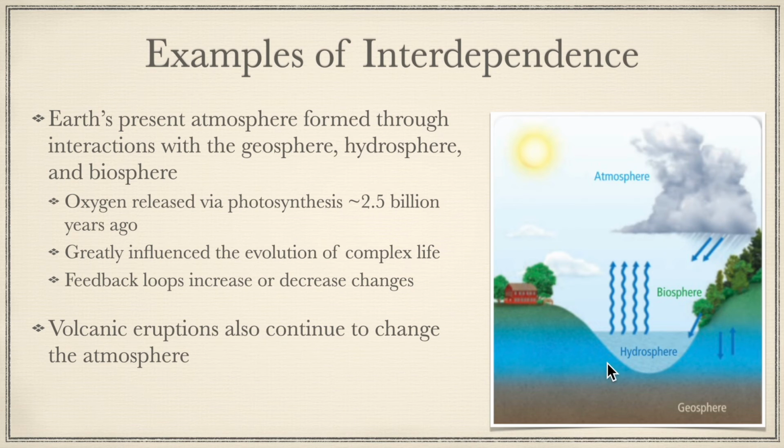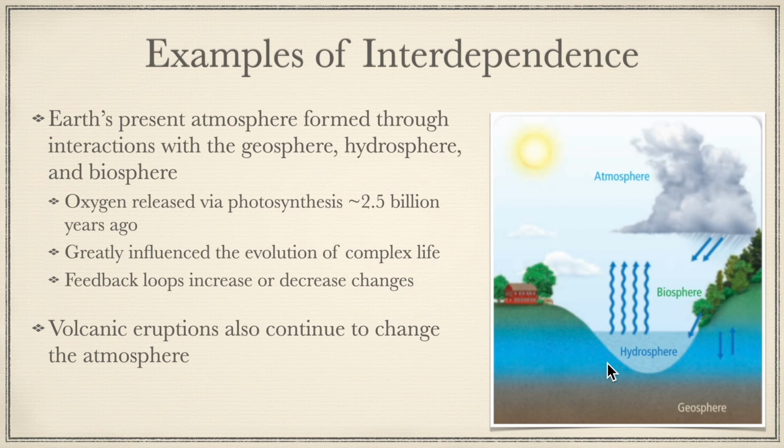So examples of interdependence. This is just an example of some interdependence here. Earth's present atmosphere formed through interactions with the geosphere, the hydrosphere, and the biosphere. Oxygen was released via photosynthesis about 2.5 billion years ago. And before that, you had an atmosphere that was made mostly of volcanic gases, which would be carbon dioxide and sulfur dioxide. Not really any oxygen in the atmosphere at that time, water vapor, that sort of thing.